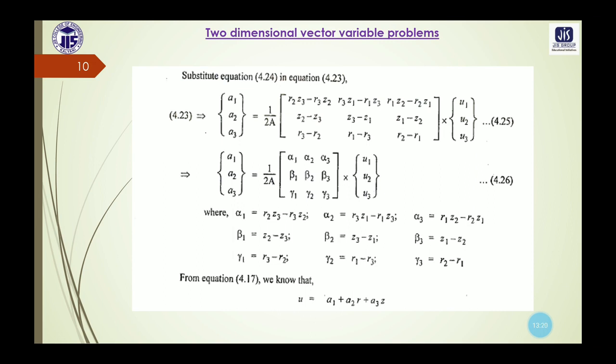In a similar manner we can write the mathematical representation of B1, B2, B3 and gamma 1, gamma 2 and gamma 3. So here alpha 1, alpha 2, alpha 3, beta 1, beta 2, beta 3 and gamma 1, gamma 2, gamma 3 are the notations we have considered for further simplification of equation number 4.25.